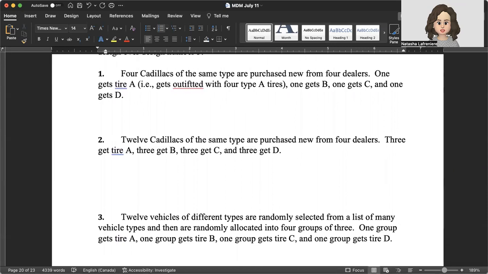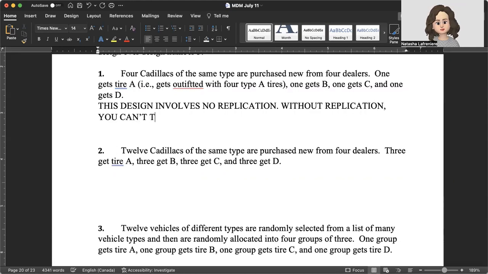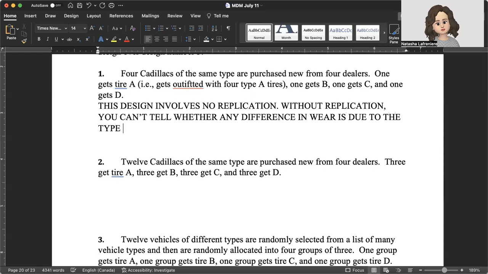Okay, so we've got 4 Cadillacs of the same type purchased new from 4 dealers. One gets outfitted with 4 type A tires, one gets B, one gets C, and one gets D. So this design involves no replication. Without replication, you can't tell whether any difference in wear is due to the tire type or the car differences.